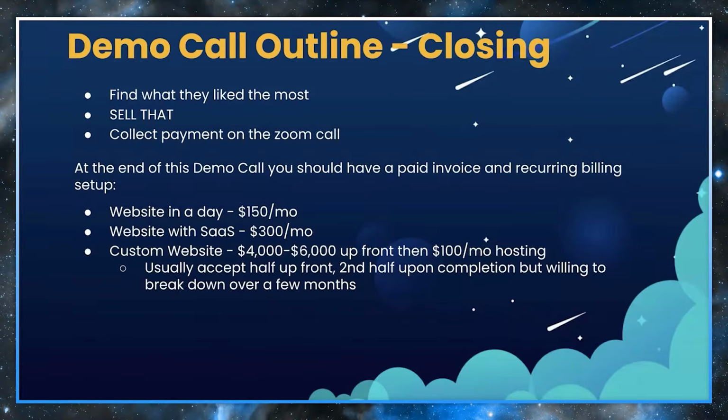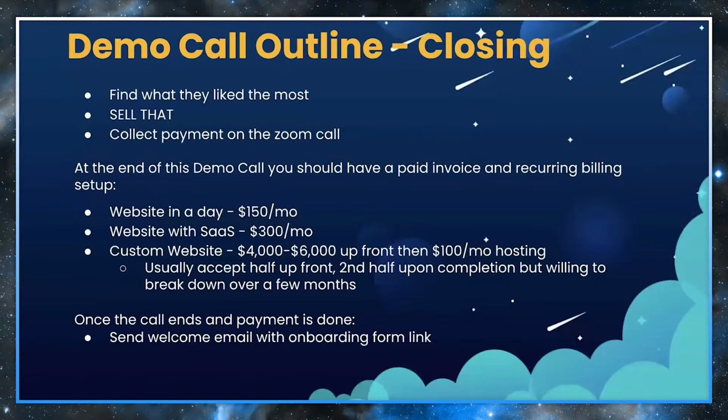But you can also break it down. So if all they can do is $2K, then just collect $2,000 per month for 3 months. Even though you launch the website, let's say in a month, you can collect it over multiple months. Once the call ends and payment is done, you're going to send the welcome email with the onboarding form link. And by the way, I'm going to show you the exact onboarding email that we sent and the exact onboarding form, how it all works. That is what's happening in the next call here on day 3.